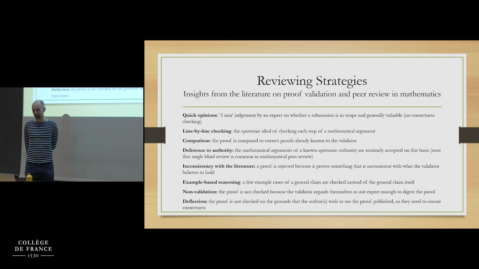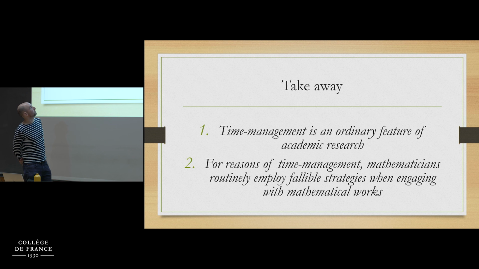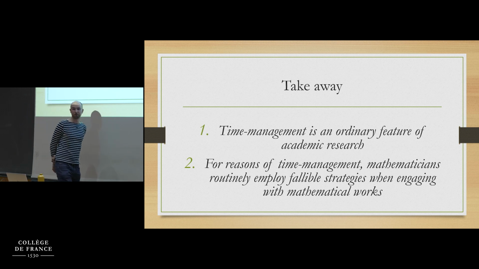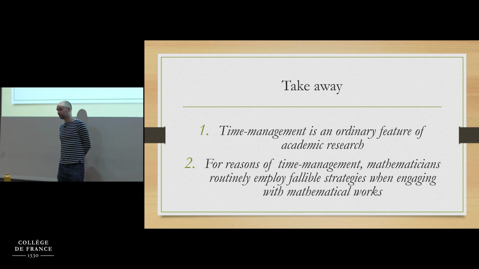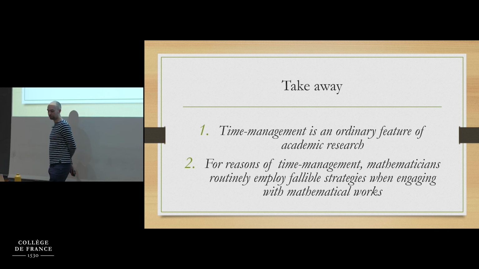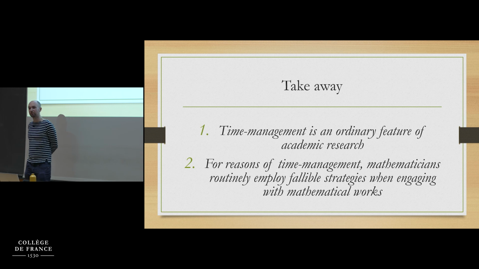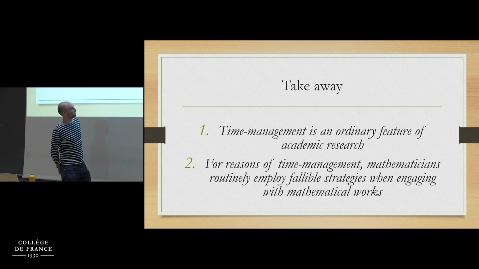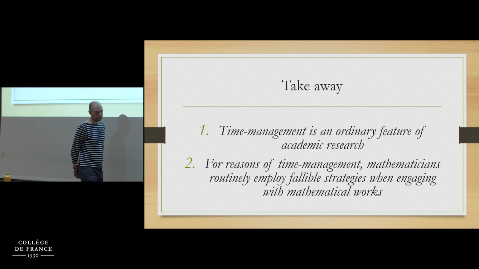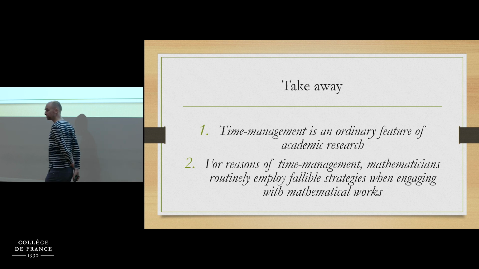So the takeaway of this section is that time management is just a very ordinary feature of academic research, right? Also of mathematical research, of course. Mathematicians routinely employ these kinds of fallible strategies, like example-based reasoning, when engaging with mathematical works, when reading mathematical works, when trying to judge whether it should be published or not. Okay, so time management is somehow relevant, right?